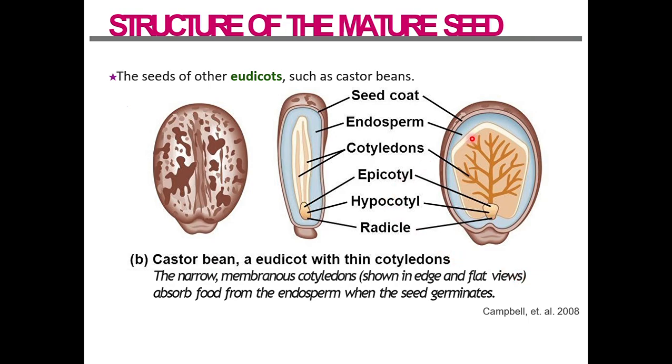The seed of other eudicots, for example castor bean. Castor bean has thin cotyledons. The narrow membranous cotyledons, shown in the flat edge views, absorb food from the endosperm when the seed germinates. This is the cotyledons of the castor bean.